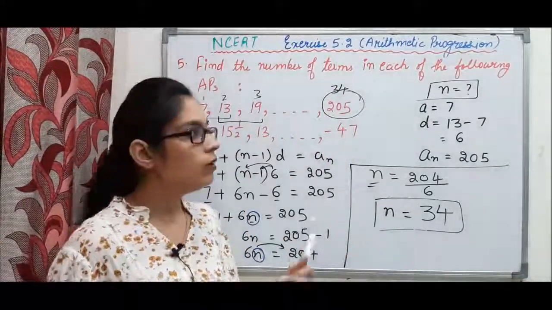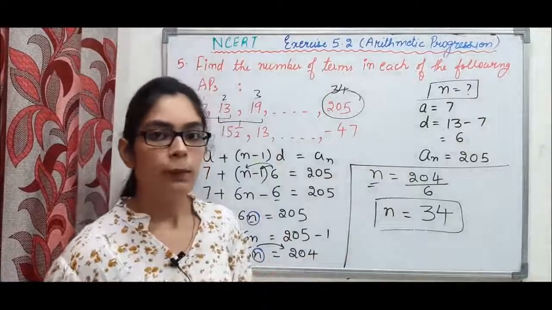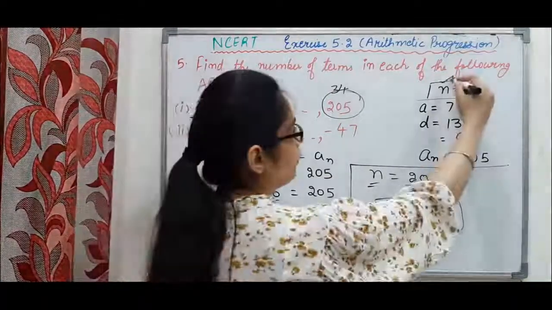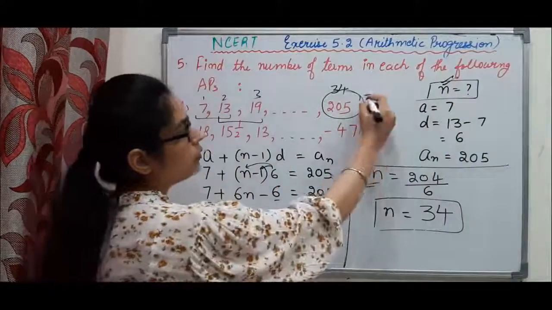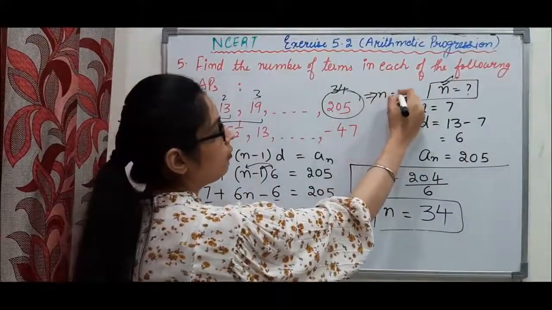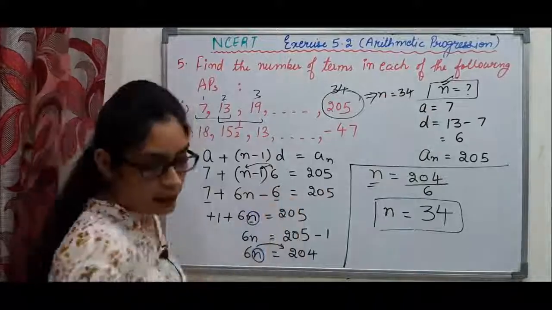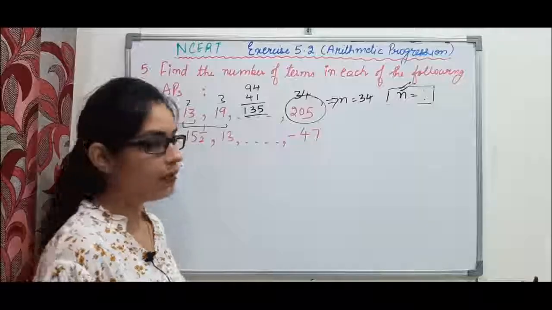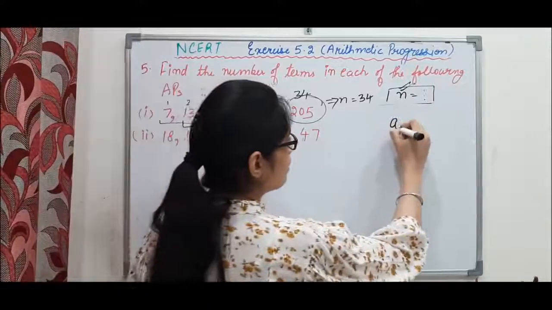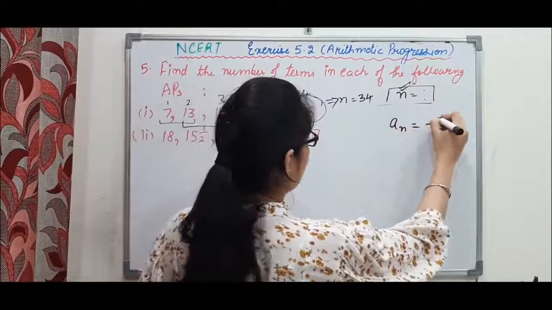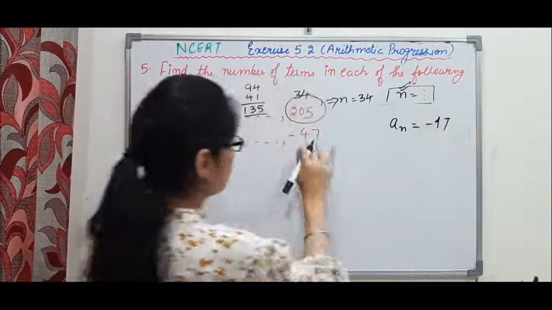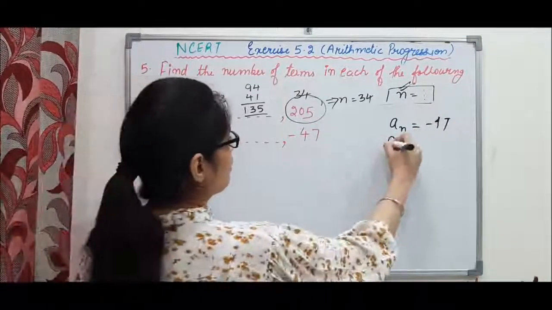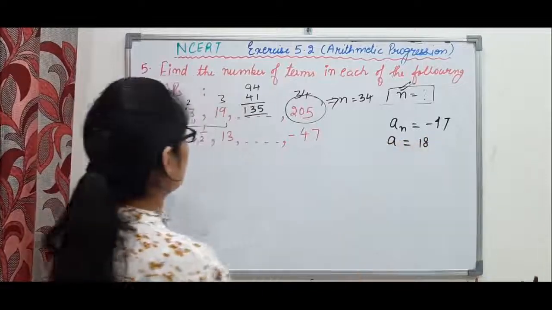Like I have told you, for number of terms, how many terms and which term, for all of these we will find n only. So the number of terms in this sequence is also 34. Now let's do the second part, which is exactly similar. Here an is minus 47. Since it's the last one, it's minus 47. A is equal to 18 and d we can find.